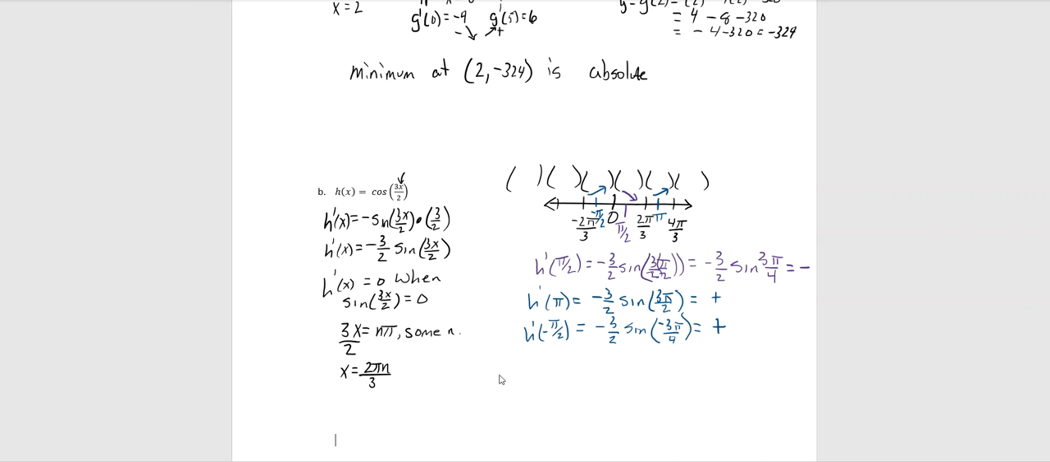So how would we write this answer? It will be increasing on the blue intervals: negative 2 pi over 3 to 0, 2 pi over 3 to 4 pi over 3, and it continues in this pattern in both directions. Decreasing, we're looking at 0 to 2 pi over 3.